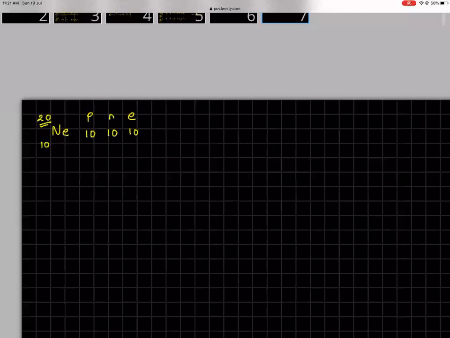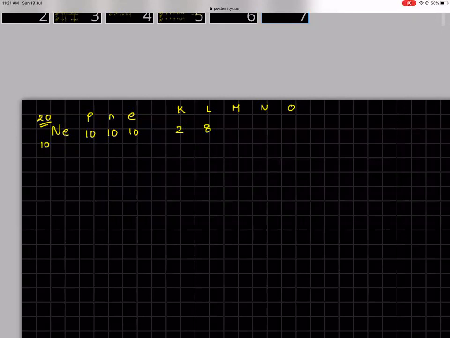Okay, now always the electrons will first go to the K shell, then they will go to the L shell, then the M shell, then the N shell, O shell, and so on. So in the K shell, 2 can go. Then how many more are left? 8 are left. So 8 will go here. After that there is nothing else, so no more requirement.